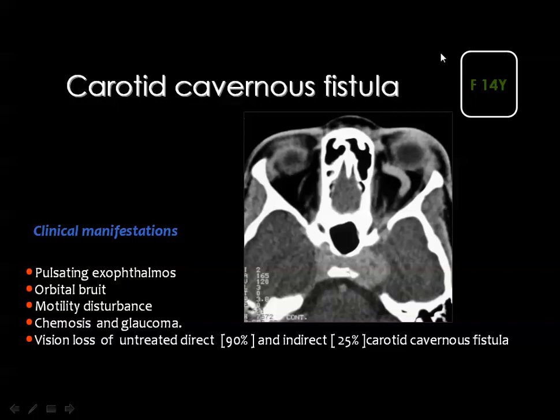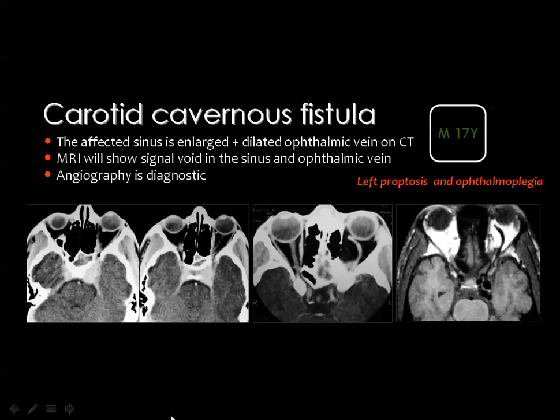The clinical manifestations of carotid cavernous fistula have been mentioned previously, but they include pulsating exophthalmos, orbital bruit, motility disturbances in the ocular muscles, then chemosis and glaucoma, and visual loss in about 25% of untreated direct and indirect carotid cavernous fistula. Then this is a CT scan of carotid cavernous fistula on the left side with enlargement of the sinus, homogeneous enhancement, and dilated superior ophthalmic vein.